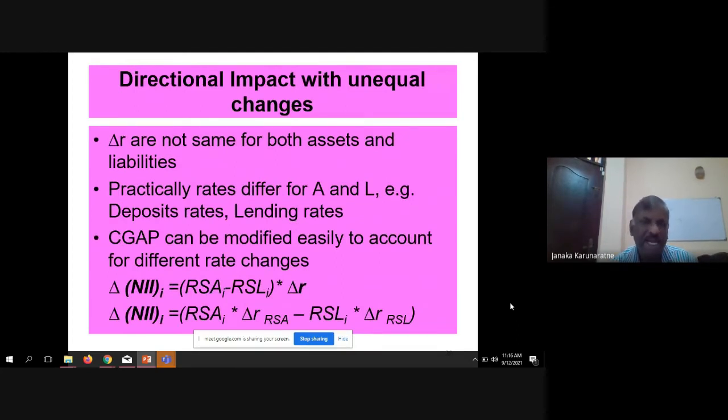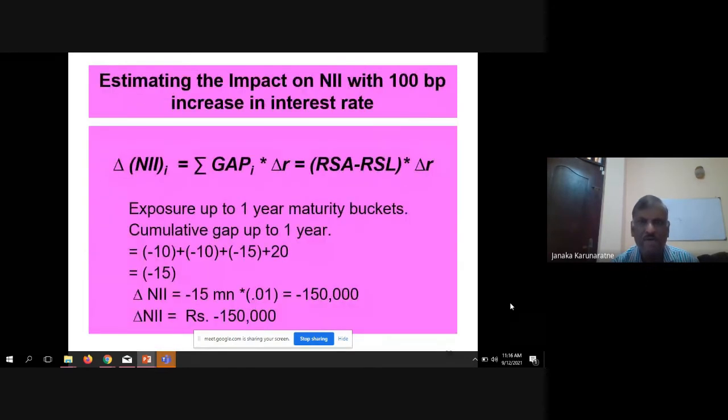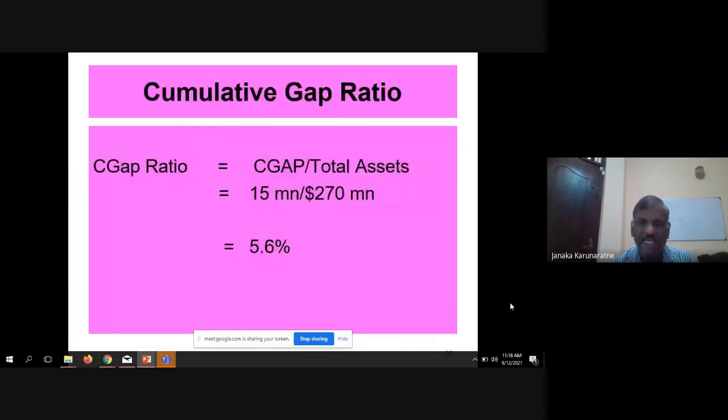Now, all this time when we used the model, we assumed the change in interest rate for both assets and liabilities, that is rate sensitive assets and liabilities, is the same. Okay, so when the interest rate increases by 100 basis points, both RSA increases by 100 basis points and RSL increases by 100 basis points. Or if it declines, both decline by the same amount. But let's say it is not the same.